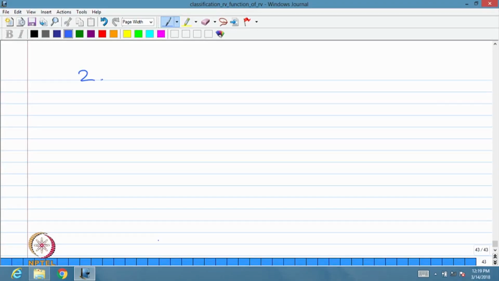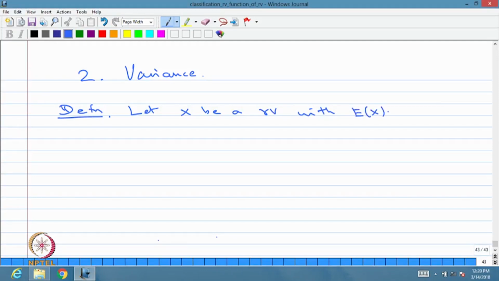Now, we will move into the second moment, that is called variance. Let me give the definition. Let x be a random variable with expectation of x, that you call mu, which exists. I am going to give the notation for E of x, that is mu, which exists.